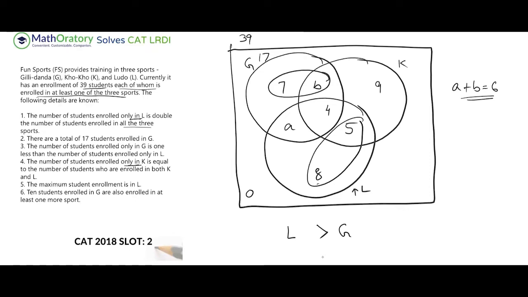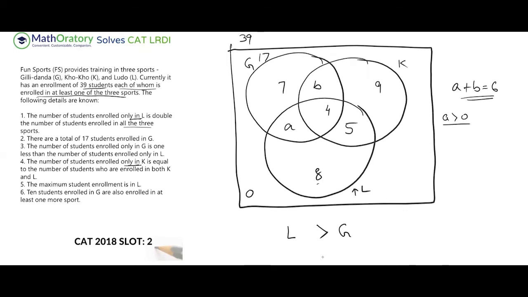So effectively, this B cannot be 6. It cannot be anyhow more than 6, because A plus B is equal to 6. A cannot be negative. So if B is 6, then these two become equal. That is not allowed. So B has to be less than 6. Or in other words, A has to be greater than 0. So that is one thing that we are getting from this particular information, right?